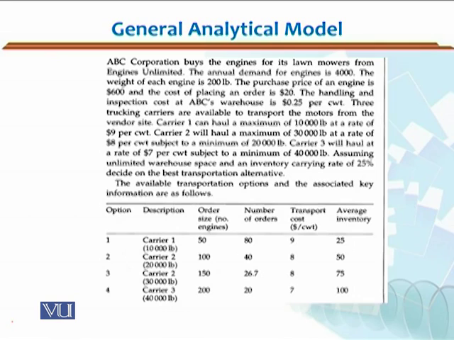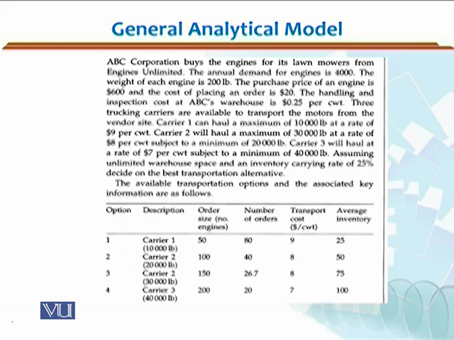That means in case of Carrier 2, you cannot go for just 10,000 lb, let's say. You cannot ship that little weight. You have to reach the minimum threshold. The minimum threshold is given as 20,000 lb. Carrier 3 will haul at a rate of $7 per CWT, subject to a minimum of 40,000 lb. That is, the minimum quantity should be 40,000 lb. Then you will get a rate of $7 per CWT. Assuming unlimited warehouse space. Here, for a simple example, I'm not assuming that I have a limited space of warehouse. I have unlimited space and an inventory carrying rate of 25%.